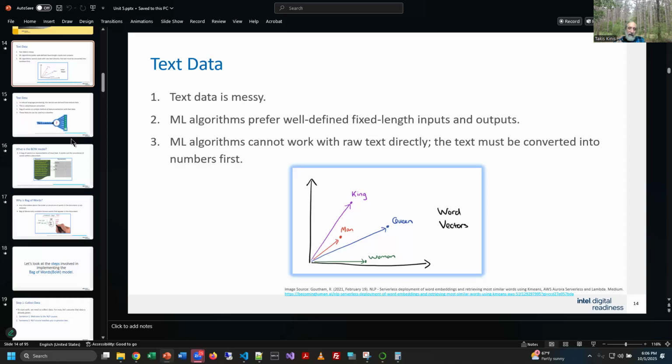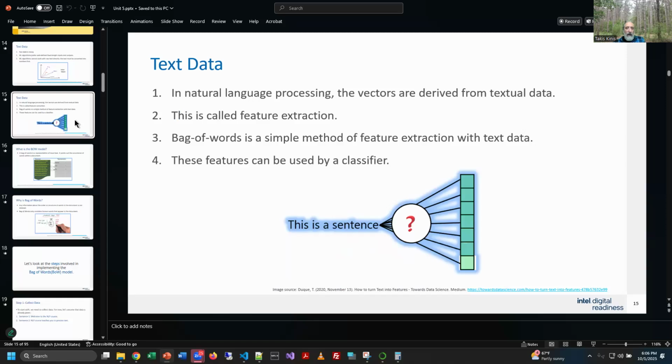And vectorizing something means converting it into some sort of mathematical representation. So the vectors are derived from the actual text, right? So we look at the text to convert it to a vector. We call that feature extraction. These are terms we've used before. And bag of words is a pretty simplistic method of actually doing that, and it allows us to get that classification piece laid on top of it.